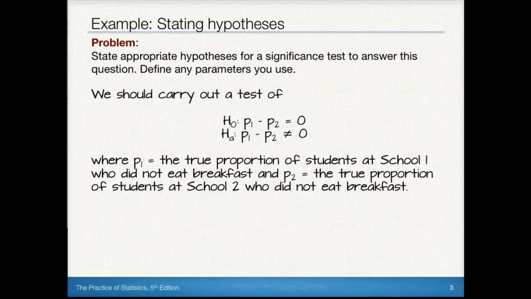In this case, we should carry out a test of the null hypothesis P1 minus P2 equals 0 against the alternative P1 minus P2 is not equal to 0, where P1 equals the true proportion of students at School 1 who did not eat breakfast, and P2 equals the true proportion of students at School 2 who did not eat breakfast. Now, if a question like this comes up on the AP exam, or when you carry out a hypothesis test on the AP exam, you'll want to remember to always use population symbols and language when writing your hypotheses. Never write them in terms of your samples.